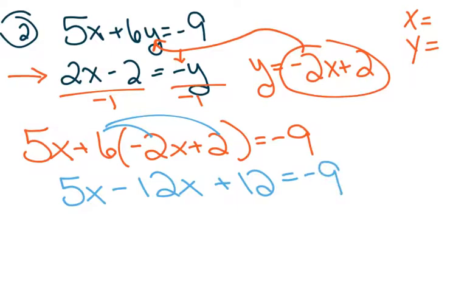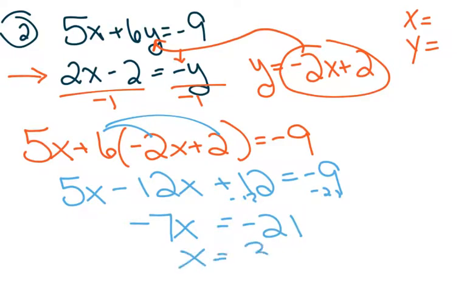All right, this would give me negative 7x. I'm going to minus the 12 over, which gives me negative 21. Divide both sides by negative 7, and I get positive 3. Okay, so again, final answer has to be written as a coordinate point. I know the x value. I do not know the y value.